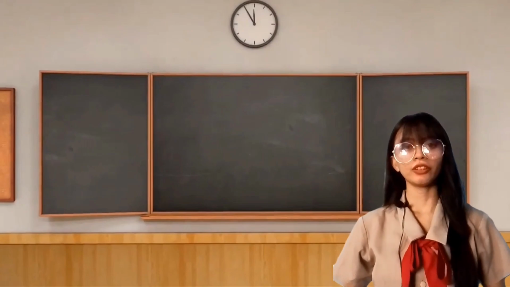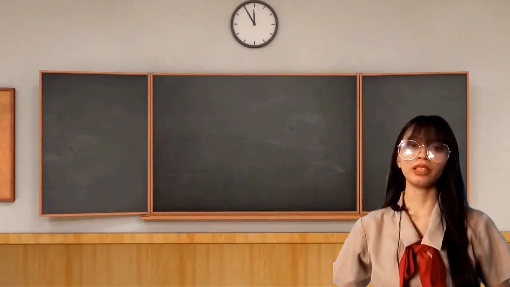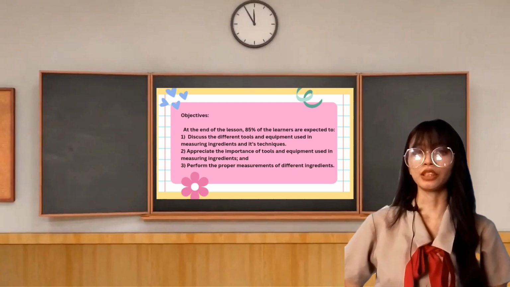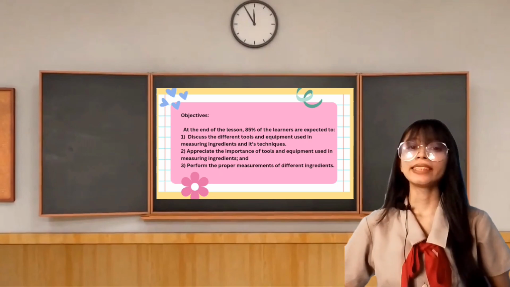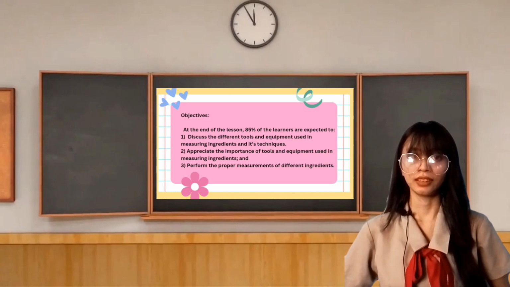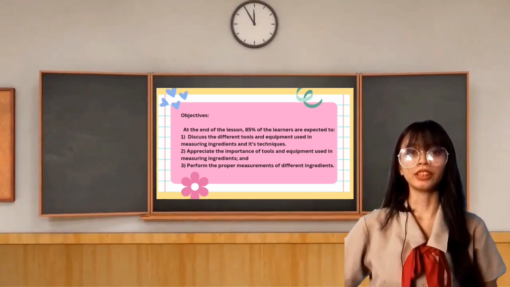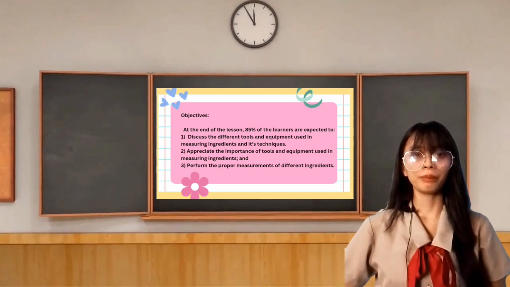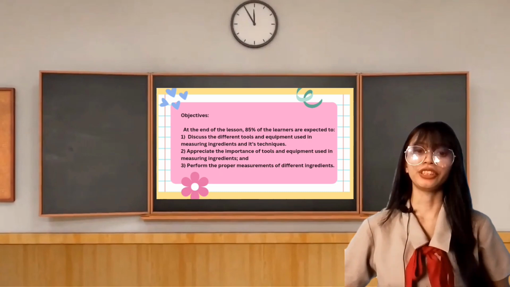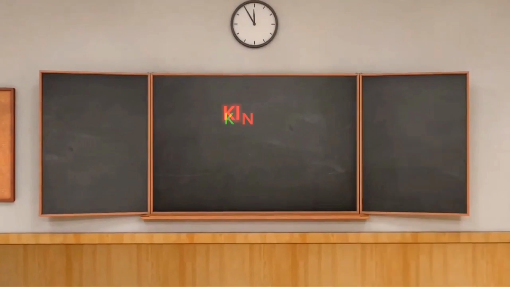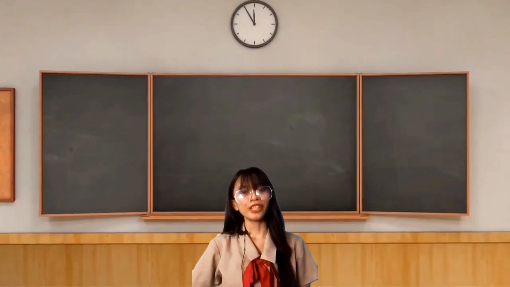So before we proceed to our topic, let me just share to you our objective for today. At the end of the lesson, 85% of the learners are expected to first, discuss the different tools and equipment used in measuring ingredients and its techniques. Second, appreciate the importance of tools and equipment used in measuring ingredients. And third, perform the proper measurements of different ingredients. So class, let us dig deeper into the heart of our lesson. So here are the 5 common types of measuring tools used in baking.